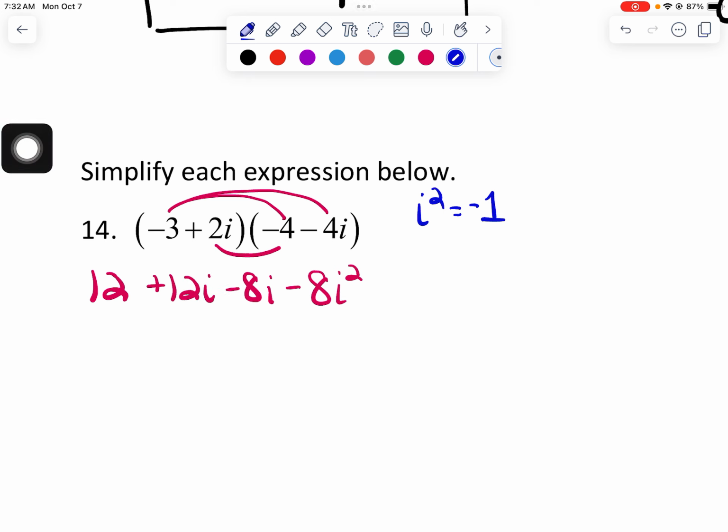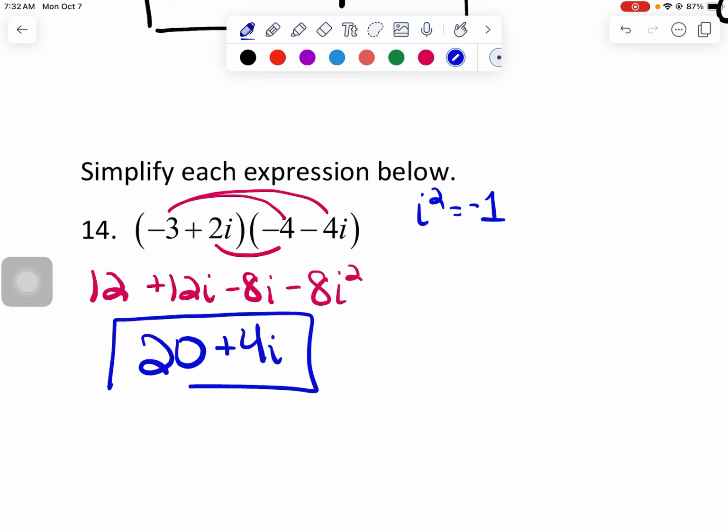So if I combine some like terms, -8 times -1 is +8, plus 12 makes 20. There's my real number component, and 12i minus 8i would be +4i. So that is number 14, multiplying out those complex numbers.